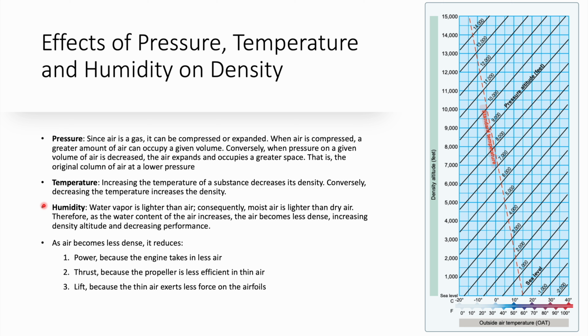As we're talking about performance, the reason why we want to calculate performance is to consider how density affects it. So power is going to be reduced. As air density decreases, you have less air being mixed with fuel. So overall, you're going to produce less power. You're going to produce less thrust. So as your propeller blade is spinning, there's going to be less dense air having an effect on that propeller blade. And lift, so air that's interacting with your wing is going to be less effective at producing lift.